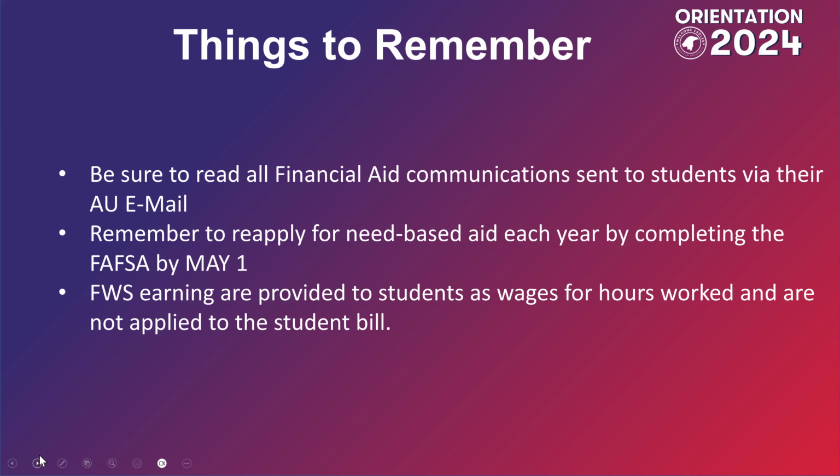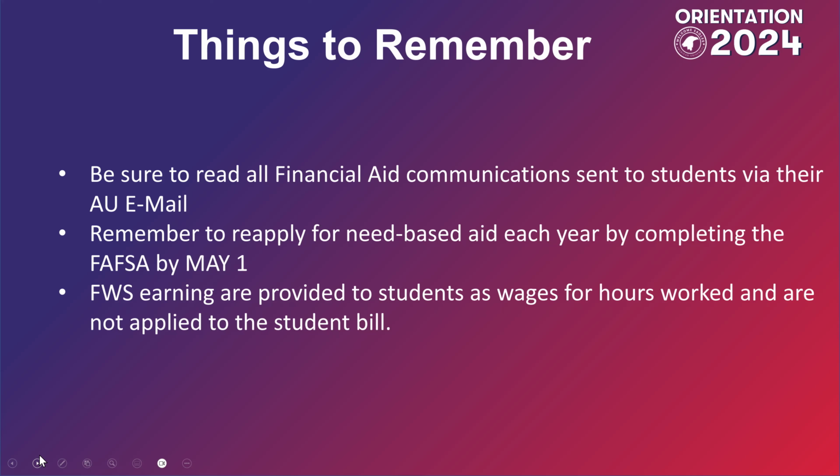Really important. If you are receiving need-based financial aid, so any grant money from American University or from the federal government, any loans, any work study, you will need to complete the Free Application for Federal Student Aid, or FAFSA, by the 1st of May every year. So in order to have your aid reevaluated and renewed, you need to make sure that you reapply by May 1 every year.